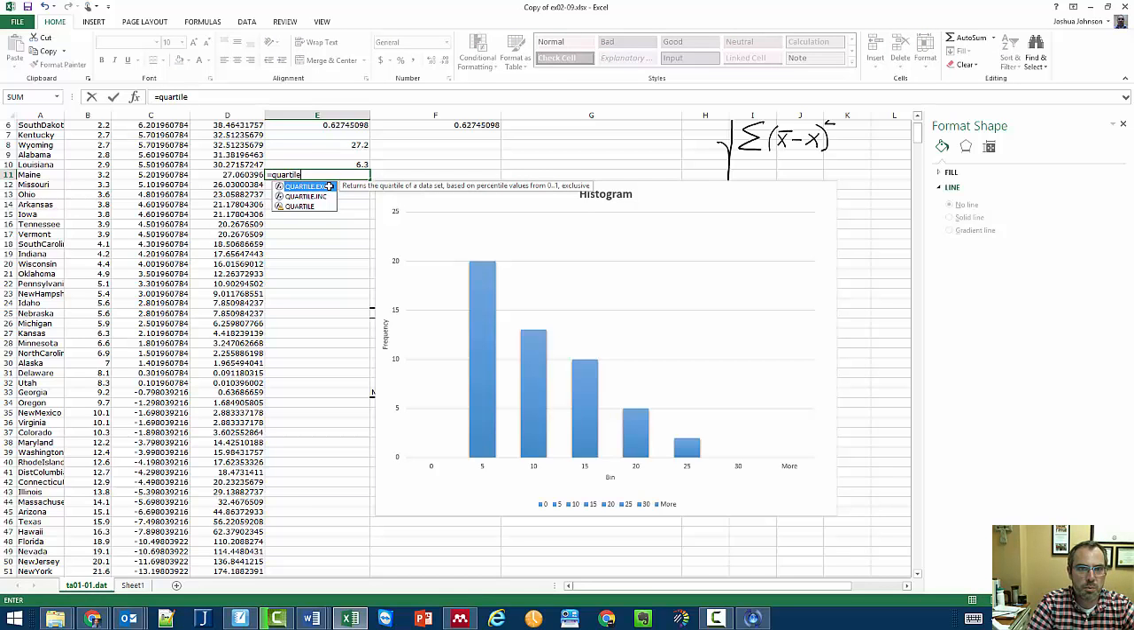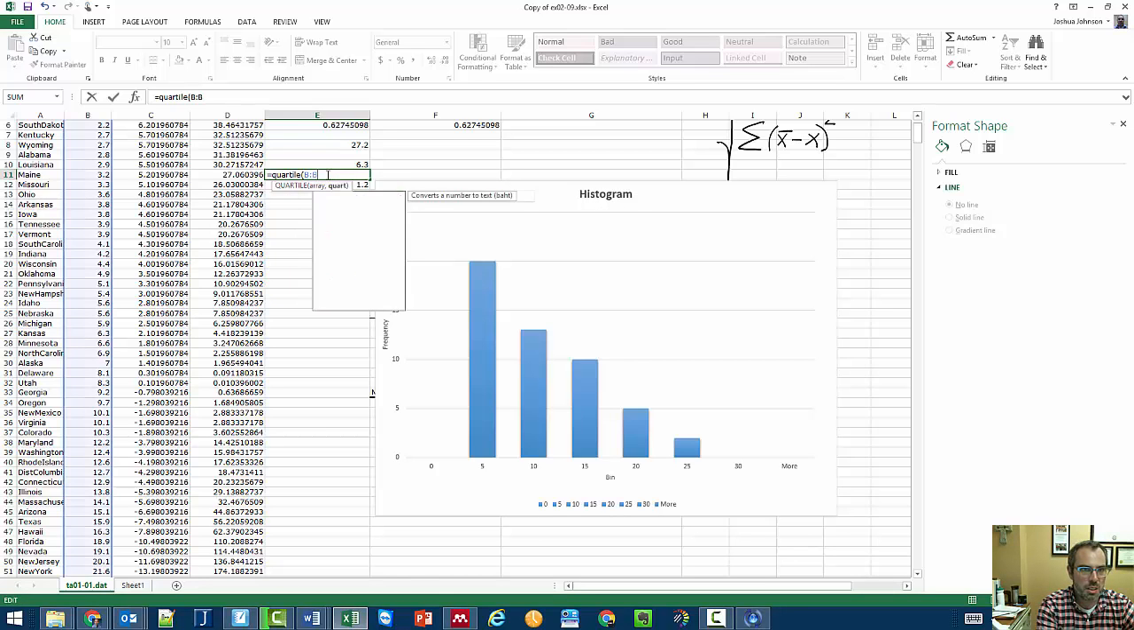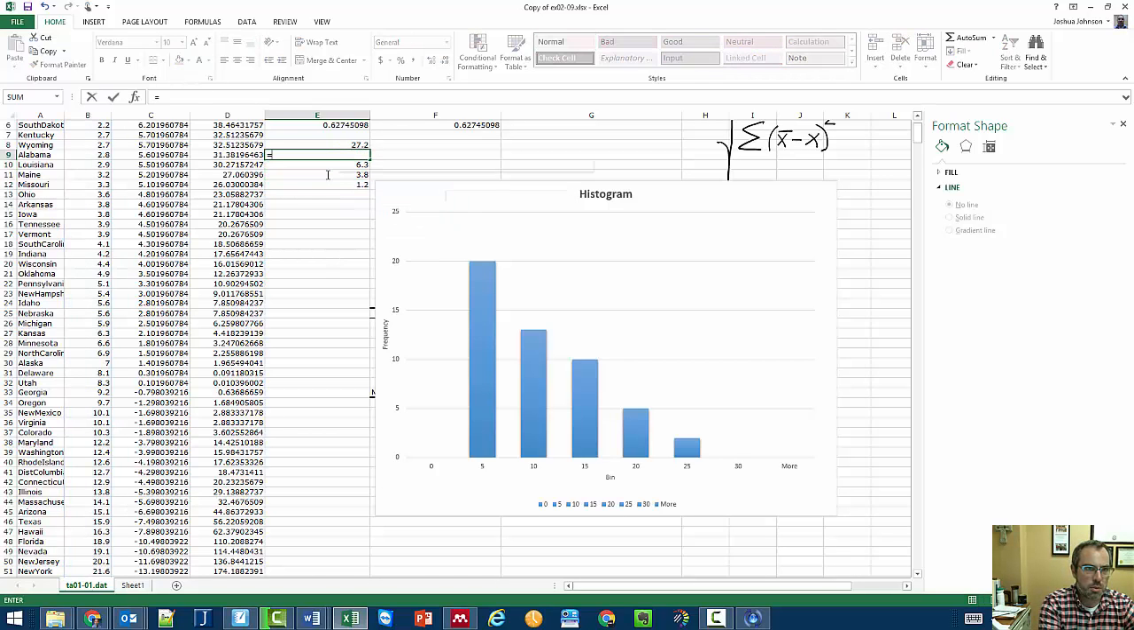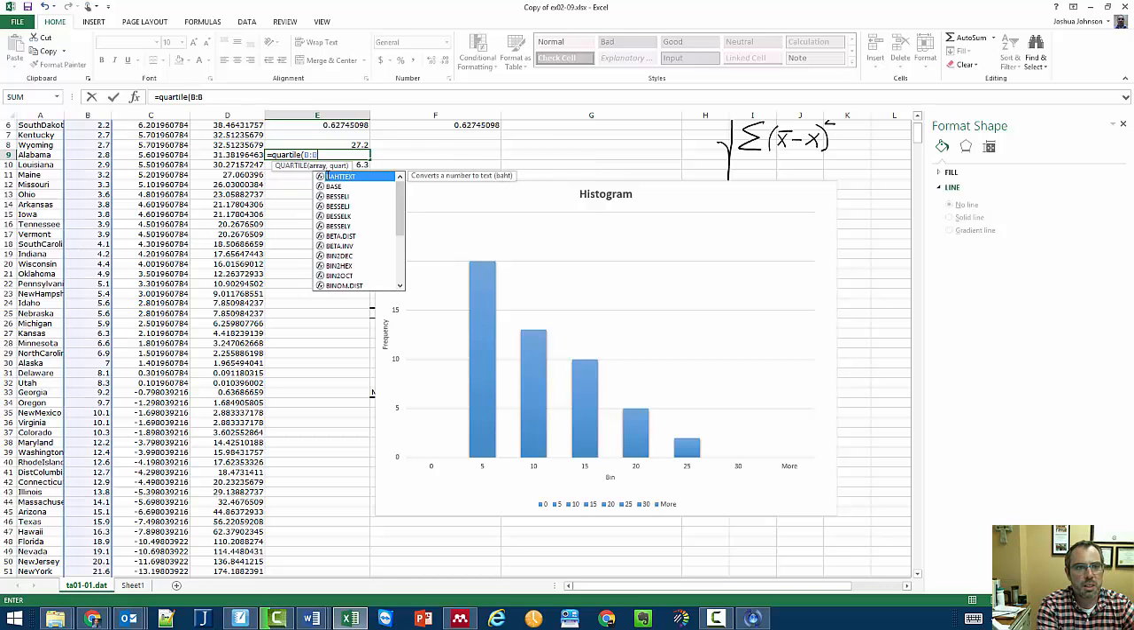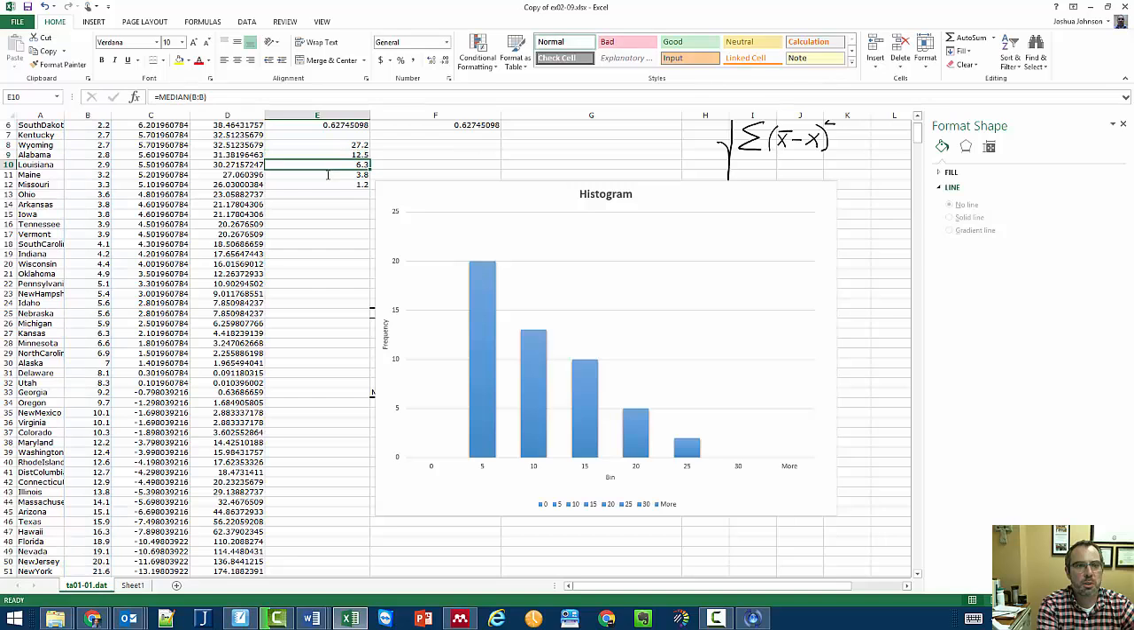And then I want quartile 1, so equals quartile, and let's do this one. Let's do quartile. I just want column B. This is the old one, but I like this. The 1 is the first quartile. And then equals quartile, column B, comma 3. That's the third quartile. So there's my 5-number summary.